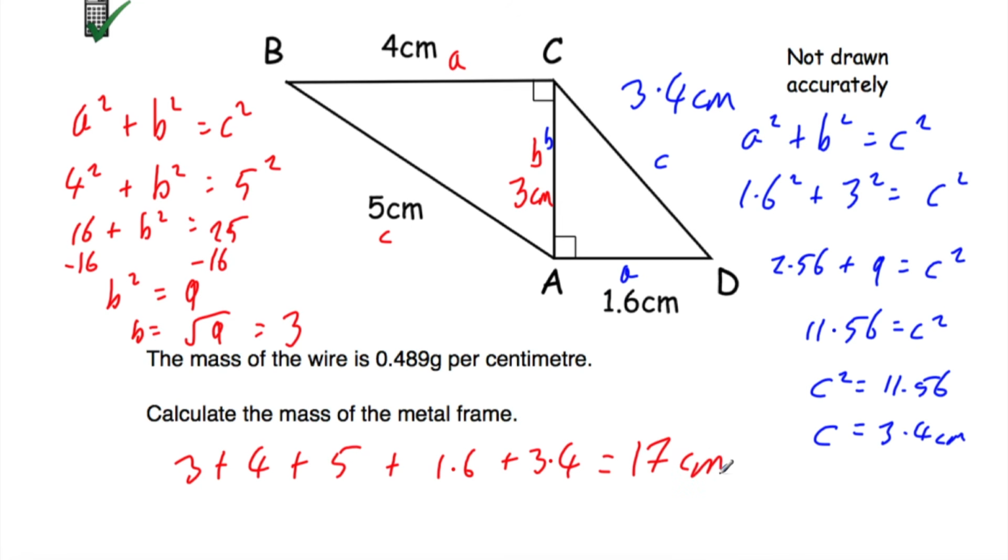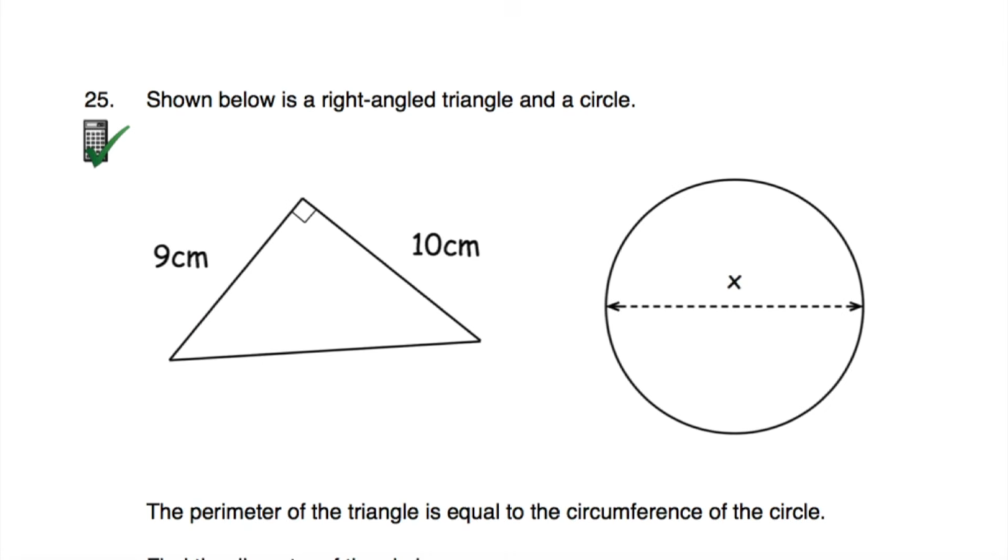When we add those together, we get 17 centimetres. So Rebecca uses 17 centimetres of wire, and each centimetre has a mass of 0.489 grams. So if we just do 17 multiplied by 0.489 grams, that's going to give us the mass of that wire. So 17 multiplied by 0.489 is equal to 8.313 grams. So that means the mass of the wire that Rebecca uses is 8.313 grams. And that's it. Okay, let's have a look at our next question.